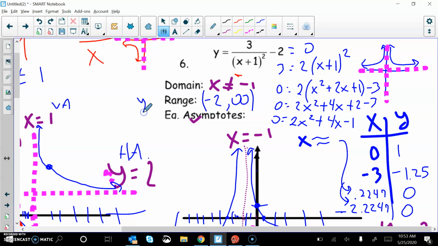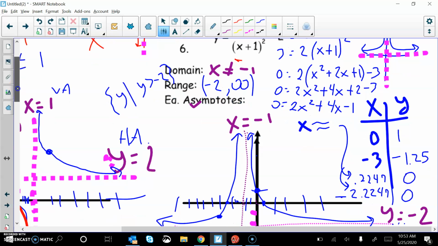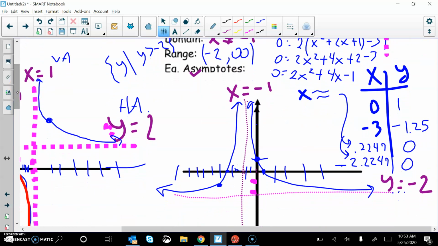Inequality, it will be y strictly greater than -2. Set notation, heck, might as well finish it off. y such that y is strictly greater than -2. So there is number 6. We got everything we needed. Holes in the graph, there were none. Asymptotes, we got them. And our intercepts, the x and y intercepts. So number 6 is complete.